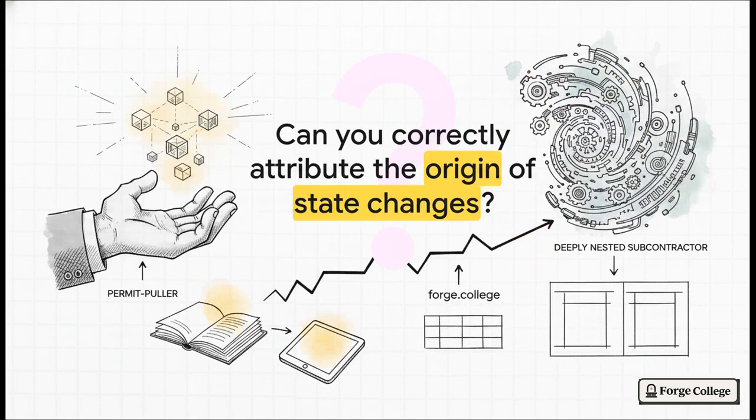So, I'll leave you with this. Can you correctly attribute the origin of the state changes in your next multi-contract trace? The next time you see a storage slot change on a block explorer, ask yourself, did this come from the permit puller or a deeply nested subcontractor? Because knowing the difference totally changes how you reason about security, ordering, and failure in Web3.